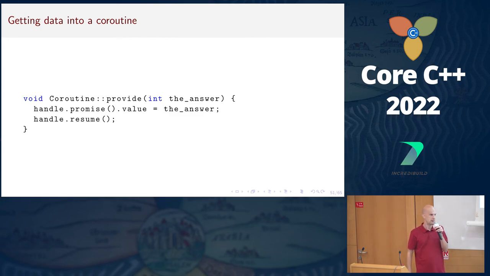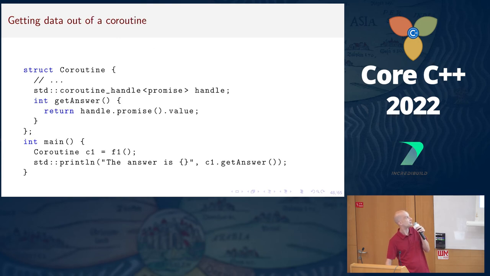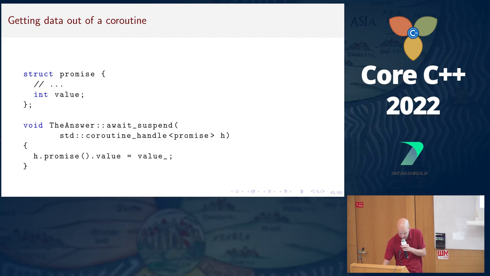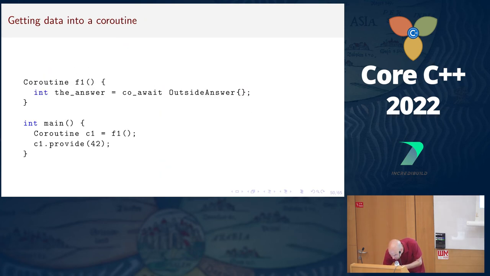One more question. Which one? This one? The one inside the coroutine, this one? Number 50. Okay, yeah. The outside answer, how does it access the promise? That's the side that we're getting to now.